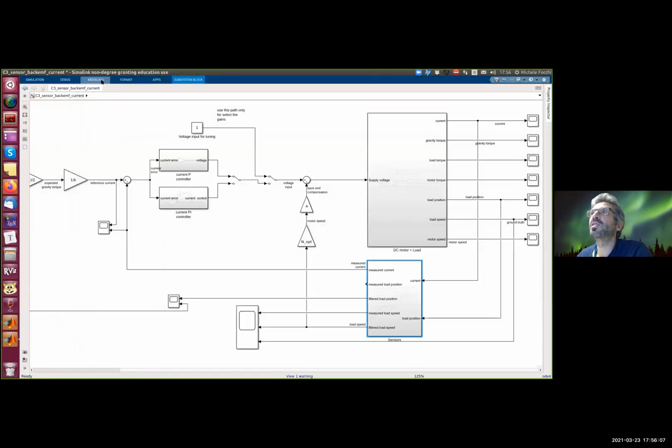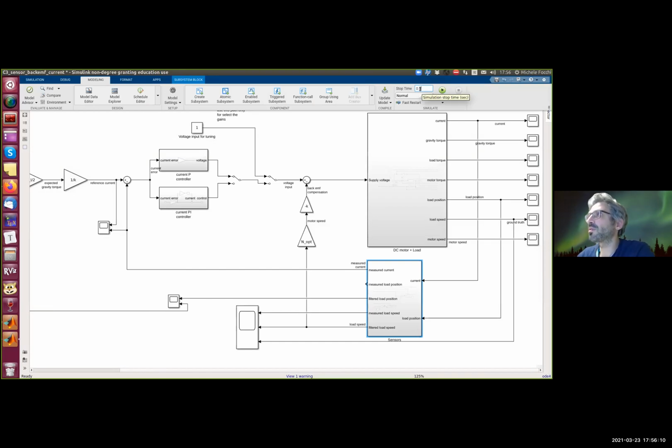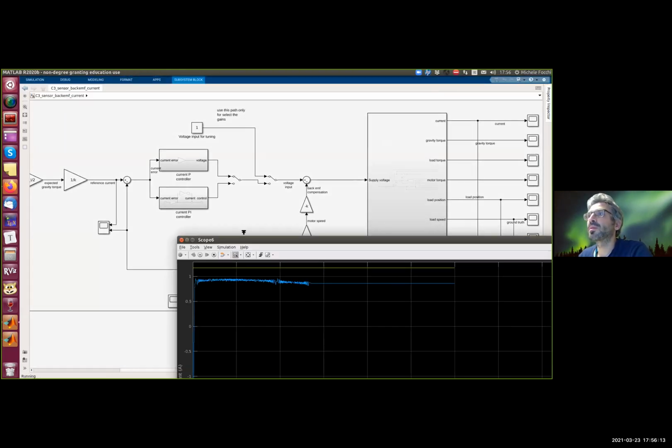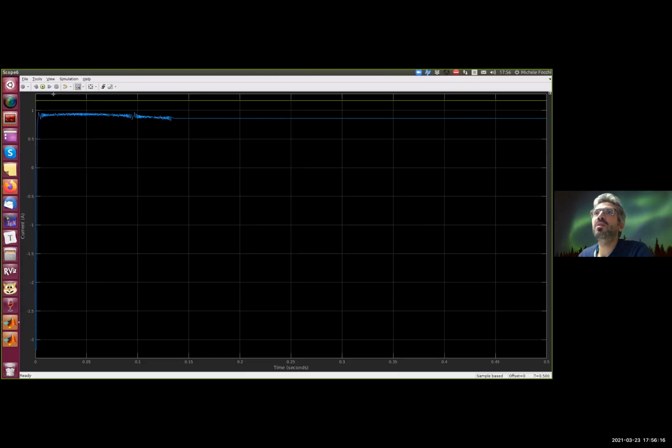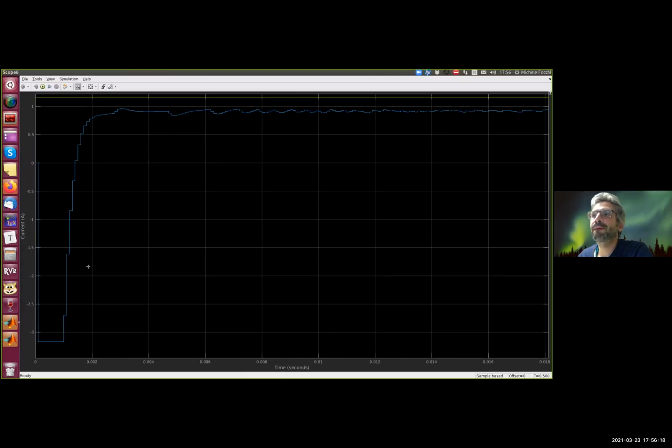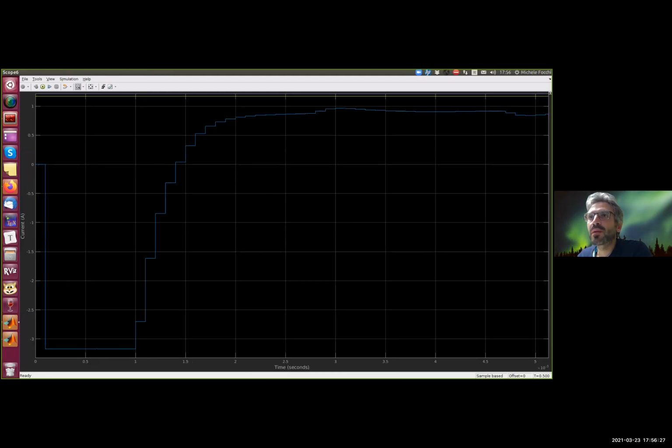Oh, this is what I was expecting to see. You have a very long simulation time, so maybe we want to consider just the first 0.5 seconds. Okay, then we look at the response here. And we get something around 1 millisecond.